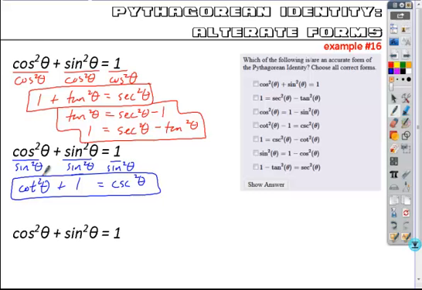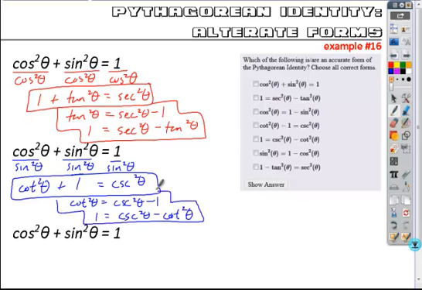And then again, depending on what we're solving or isolating for, cotangent squared is equal to cosecant squared theta minus 1. And here, if we wanted to isolate the 1, 1 is equal to cosecant squared minus cotangent squared. And so those would be your two alternate forms of that alternate form.